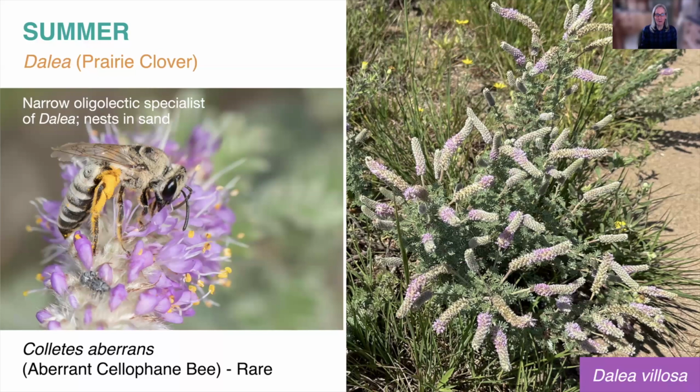Here is another prairie clover specialist. This is a quite rare one as well, a type of cellophane bee, the aberrant cellophane bee. And pictured here, it is visiting silky prairie clover, which is a fairly rare prairie clover growing typically in prairie remnant habitats. And I have not seen this bee visiting the purple prairie clover, so it may have an affinity to just the silky prairie clover.